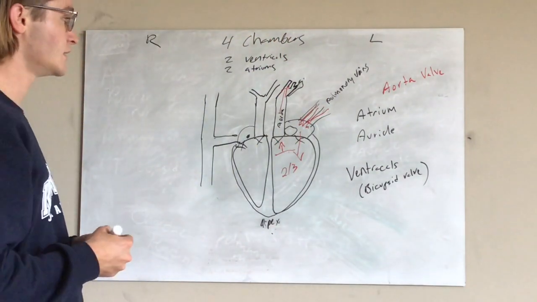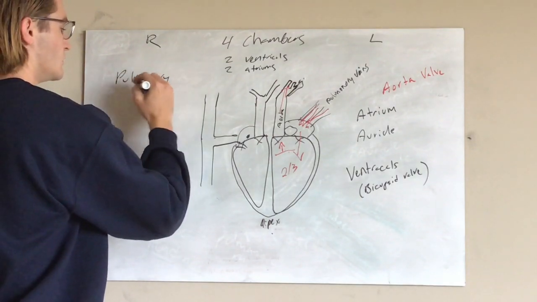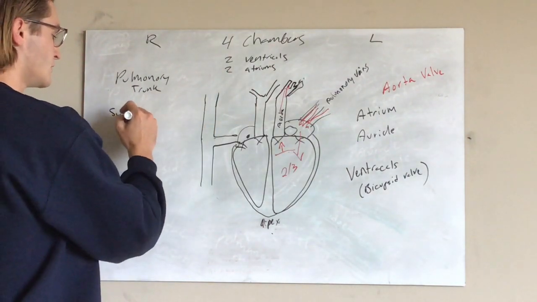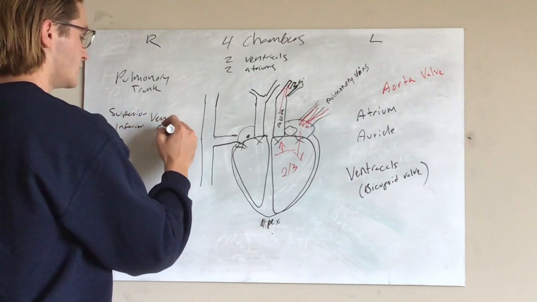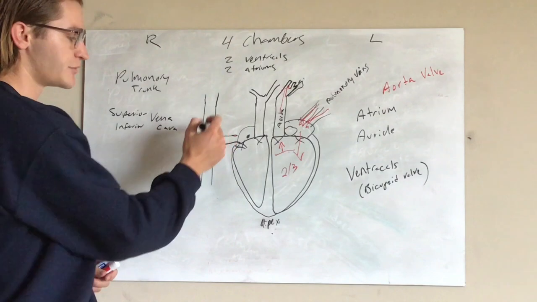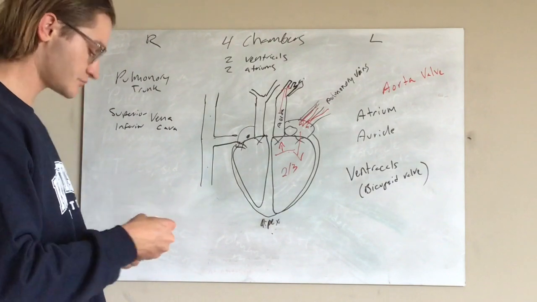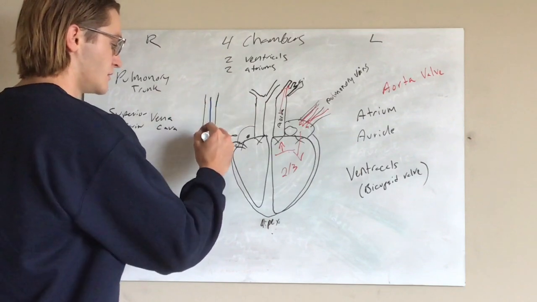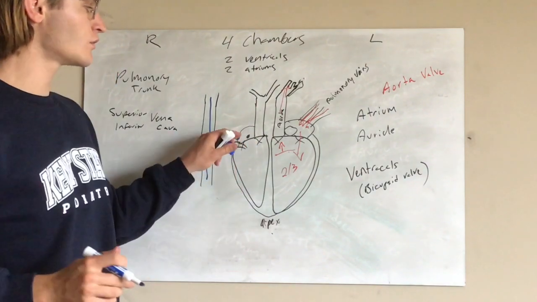So on the right side, we're going to have our pulmonary trunk right here. And we're going to have the superior and inferior vena cava veins. It's usually just called the vena cava, but this is the superior trunk and this is the inferior trunk. And they're going to push deoxygenated blood into the right atrium, and it's going to fill this up. And you'll notice that the auricle is much smaller on here.